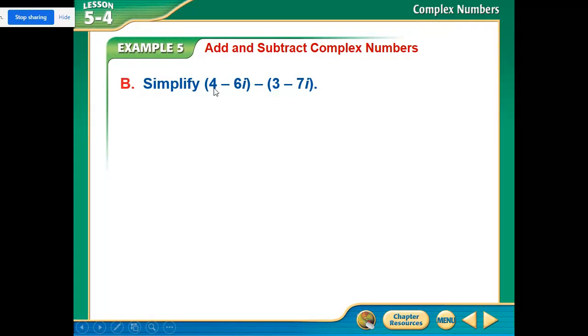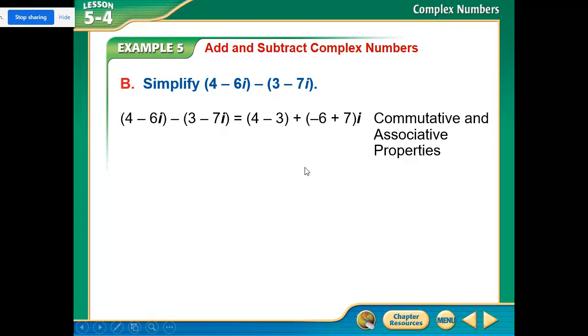So let's try a subtraction. So it's 4 minus 3, which is 1. And then we have negative 6 minus a negative 7. Be careful with the double negative. So that's going to be 1i. So 1 plus 1i, or just 1 plus i.